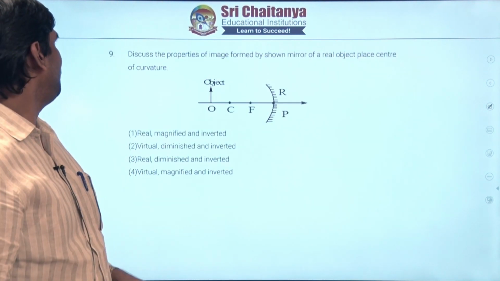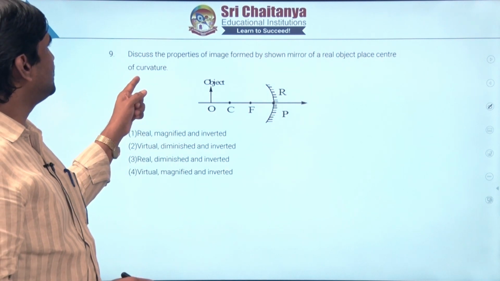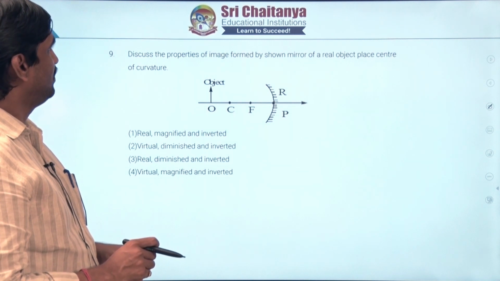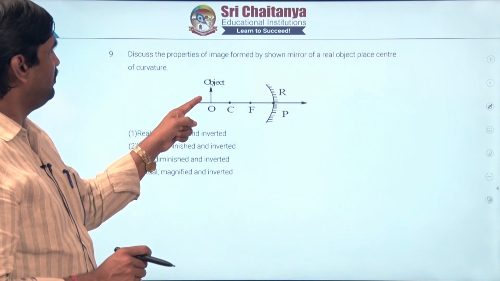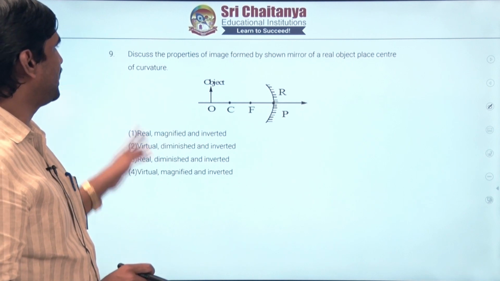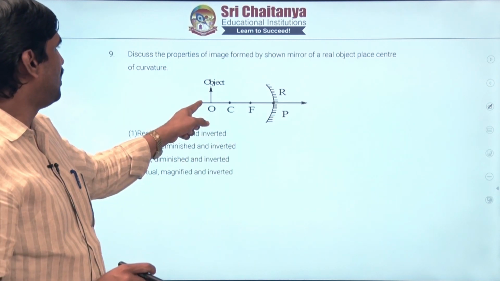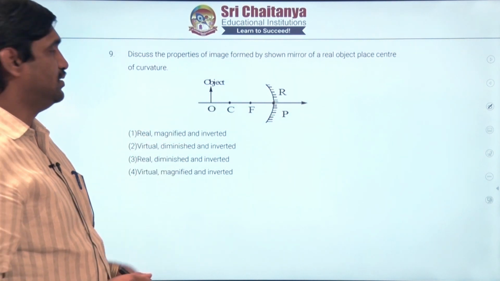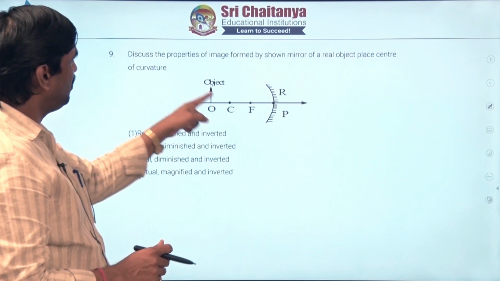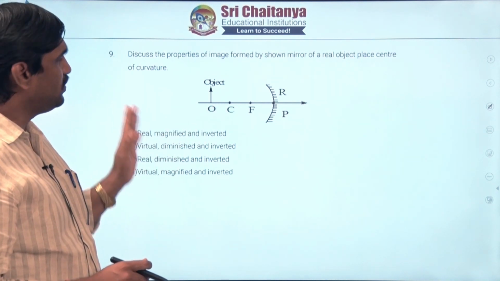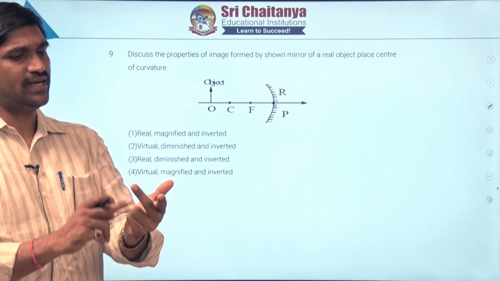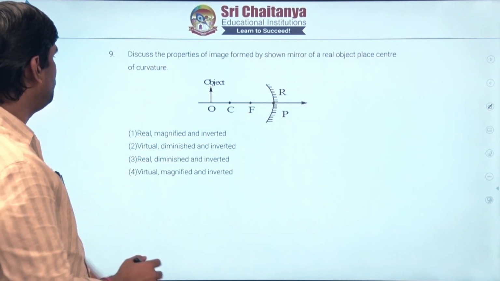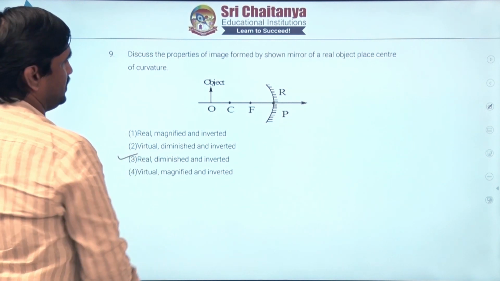Now question number 9. In question number 9, discuss the properties of the image formed by a concave mirror as per the given diagram. In this given diagram, the object is placed beyond the center of curvature. When the object is placed beyond the center of curvature, you will get a real, inverted and diminished image. So, the third option is right.